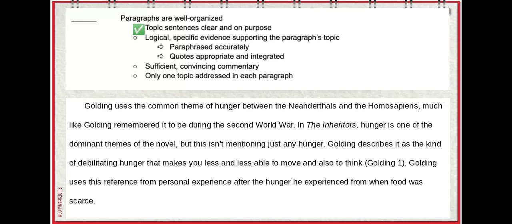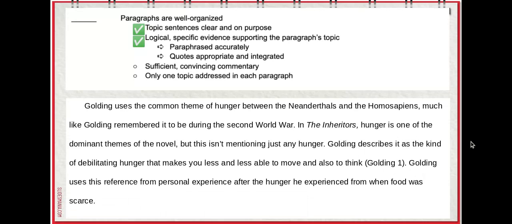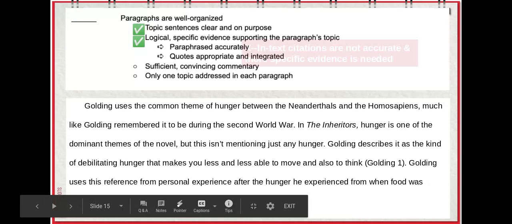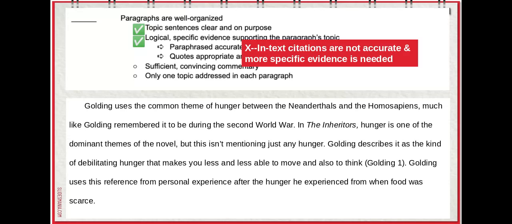So the topic sentence is great. We're talking about hunger and how his experience in the Second World War builds this theme of hunger. It's also very logical. They did paraphrase here. So you'll see Golding describes it as a kind of debilitating hunger, and then they have a citation. They are paraphrasing there, so they did cite that. So it's not plagiarism. However, it's not specifically accurate, and more specific evidence is probably needed within this one paragraph.